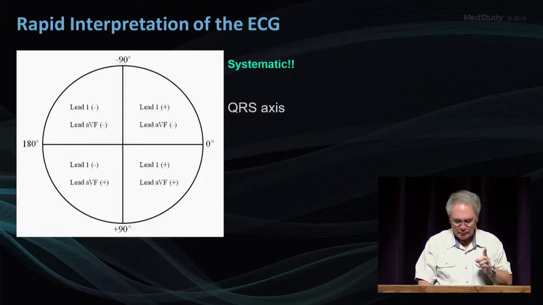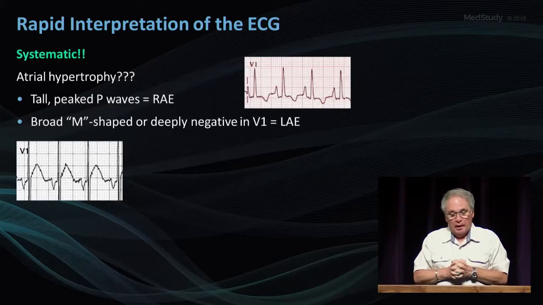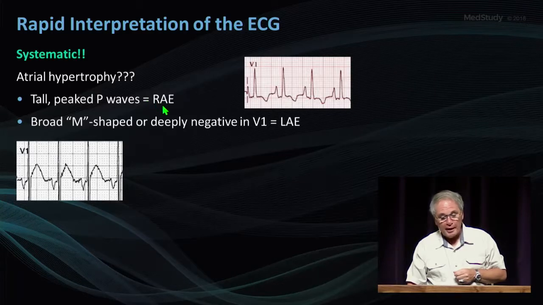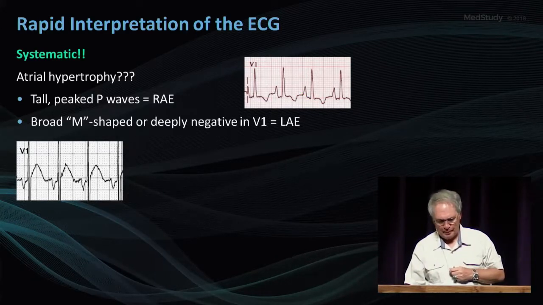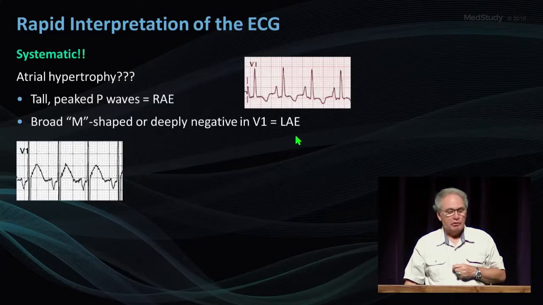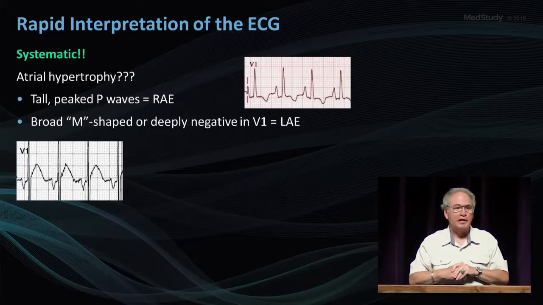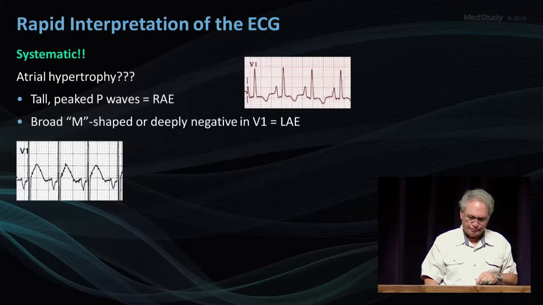All right? Very simple. Okay, we did the axis, we did the rate, we did the intervals. Is there any evidence of atrial hypertrophy? Well, how do we tell atrial hypertrophy? Right atrial enlargement or hypertrophy: P waves, very, very clear. They look like little tents. Very easy to spot. Evidence of left atrial enlargement or hypertrophy: either deep, broad, negative P waves in V1, like here, or very broad M-shaped P waves in other leads. That would be a sign of left atrial enlargement.